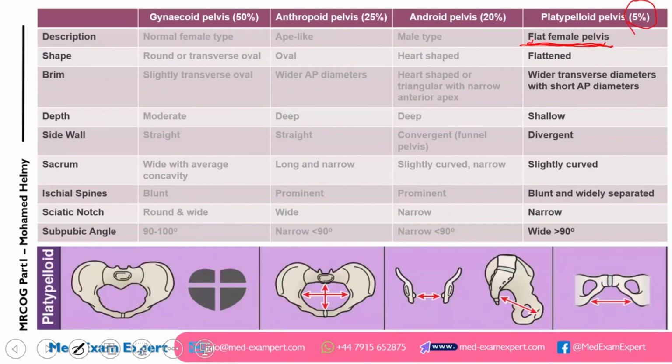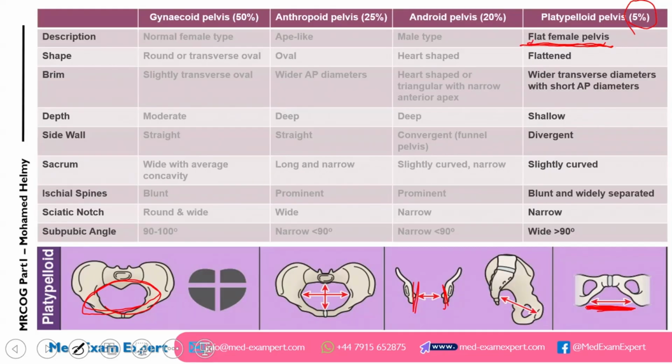It's, as you can see, very wide transversely like that, with a very shallow depth and divergent side walls. The side walls are going far from each other, and it has a very wide subpubic angle, more than 90 degrees. This is called platypelloid type.